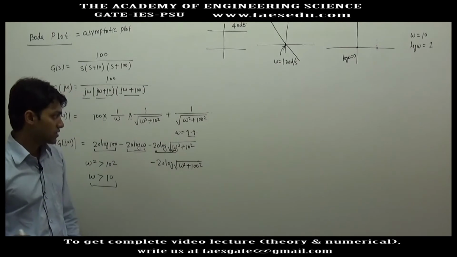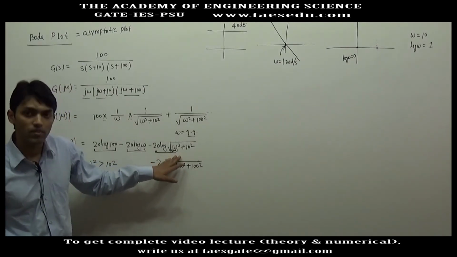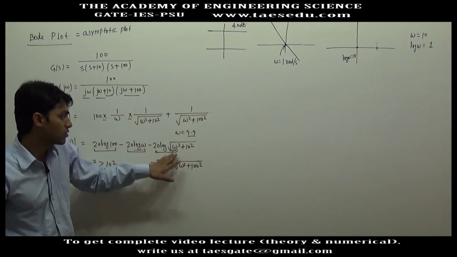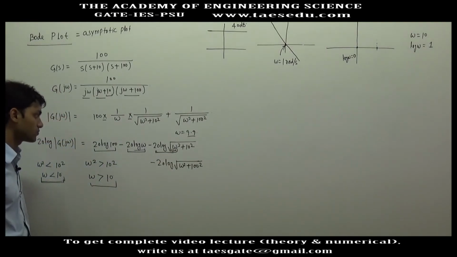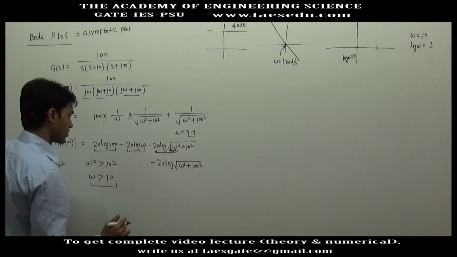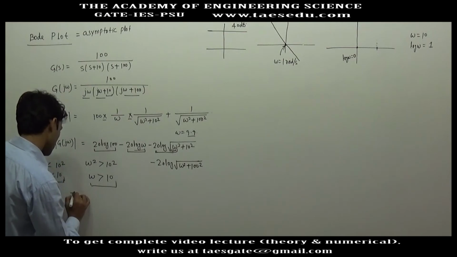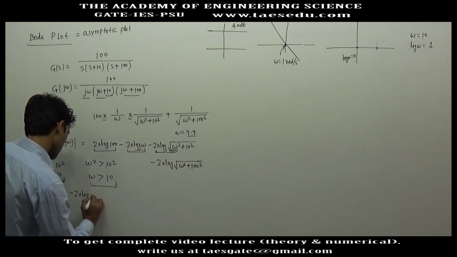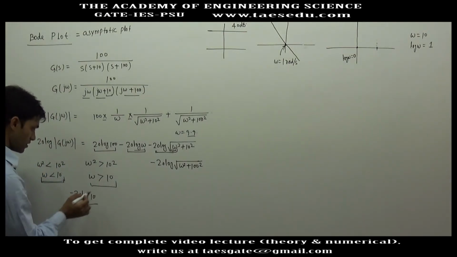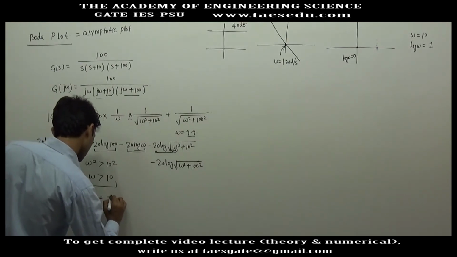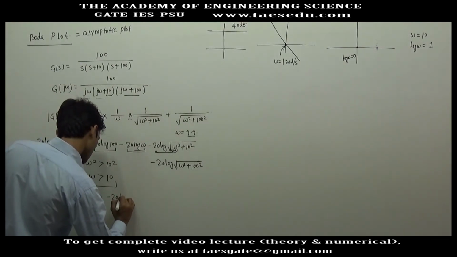If any quantity is less than the other quantity, it doesn't matter how close they are, we have to neglect it. So if omega is neglected, what will we have? We will have minus 20 log 10. What is minus 20 log 10? This will give you minus 20 dB.